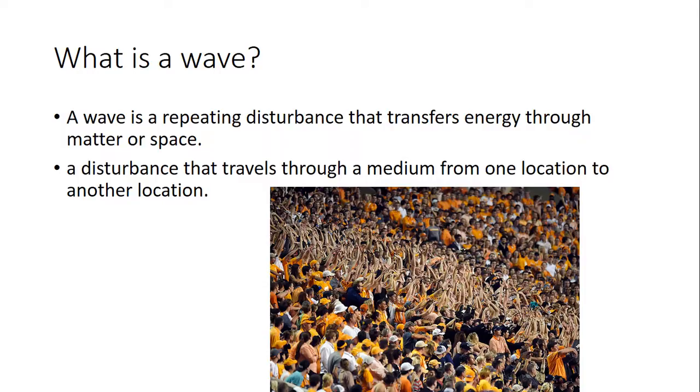This definition can be illustrated in a wave done at a football game. Now, in this wave, one person lifts their hand up in the air and puts it down. This is a disturbance. And then people down the row or column repeat the same motion. This is the repetition. And this is done through a medium, which is the people, from one location to another location. This is an example of a wave.